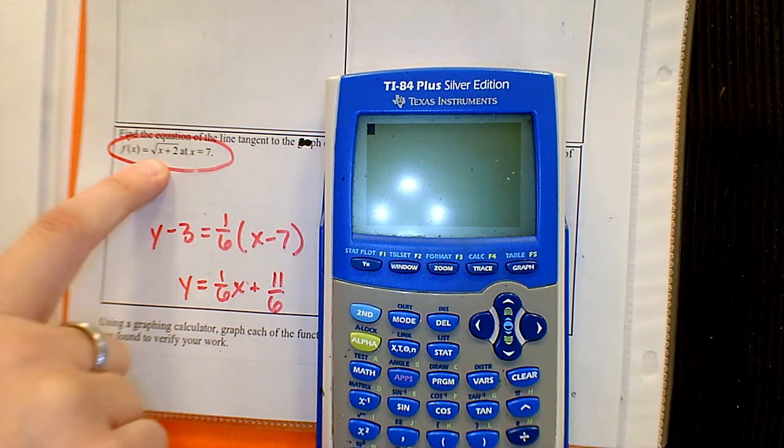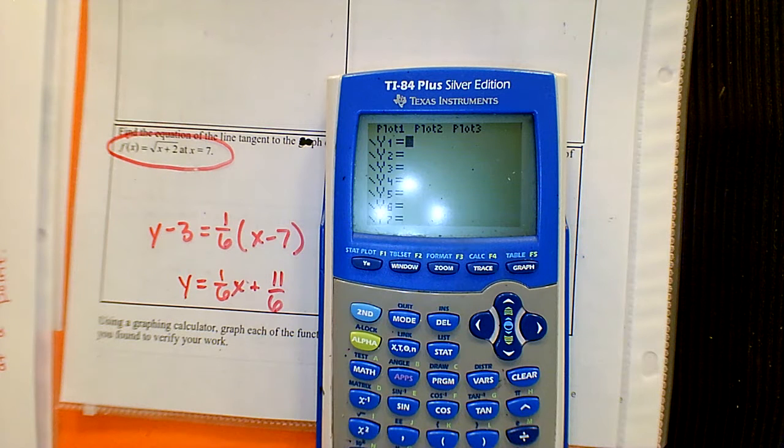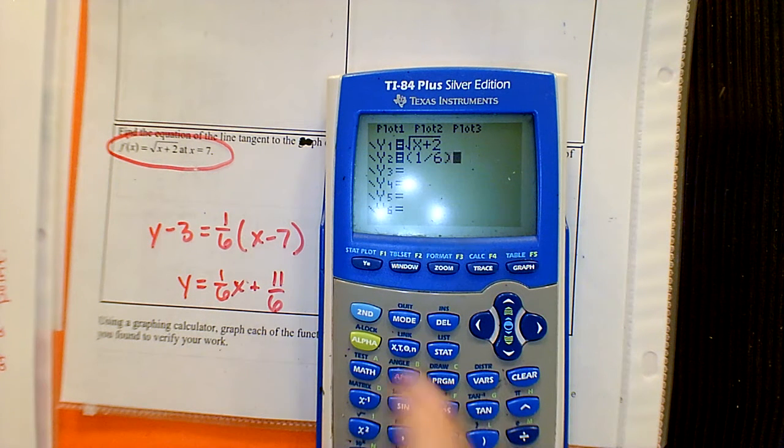So we're going to graph the original function, and we're going to graph our tangent line that we found in y equals. If you have anything in there, go ahead and clear it out. We'll type in the square root of x plus 1. And we have to be careful with the linear function here because we have some fractions. We'll put those in parentheses so our calculator knows to do those divisions individually.